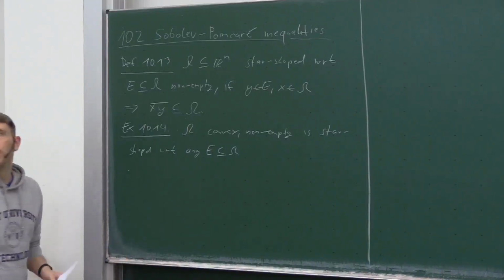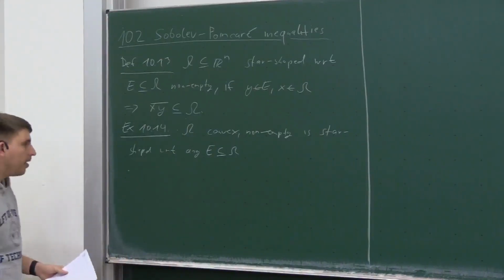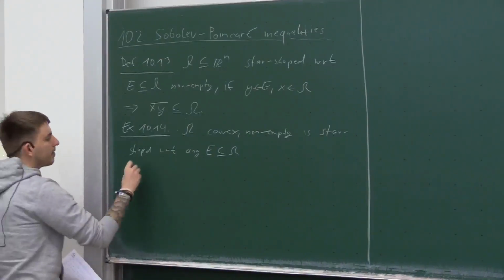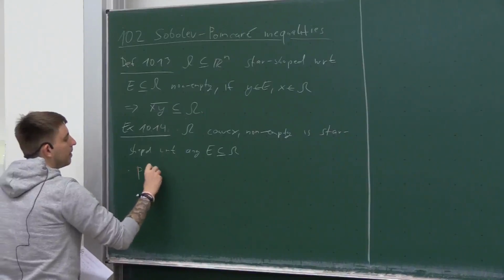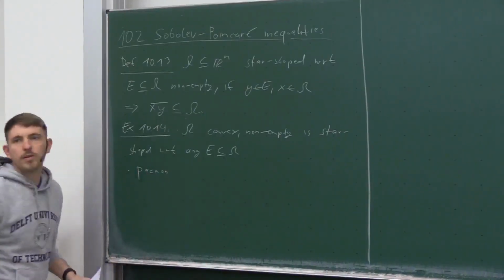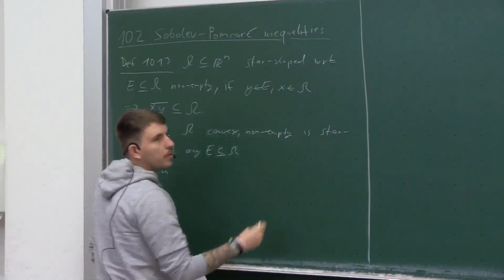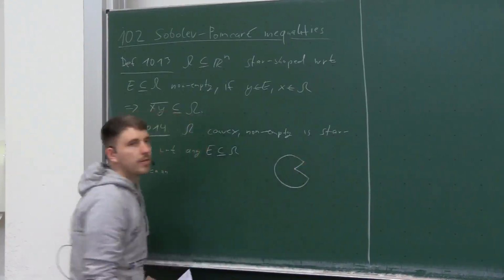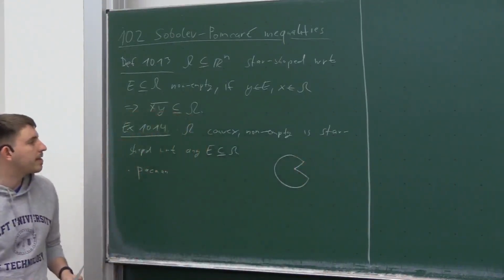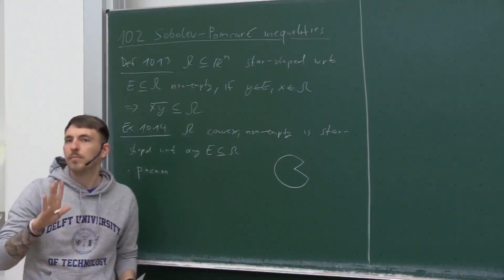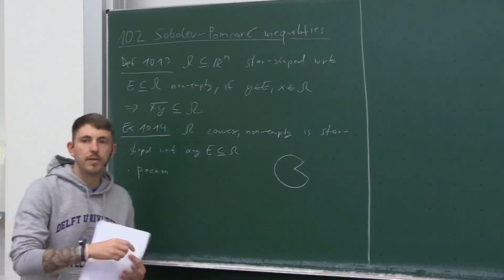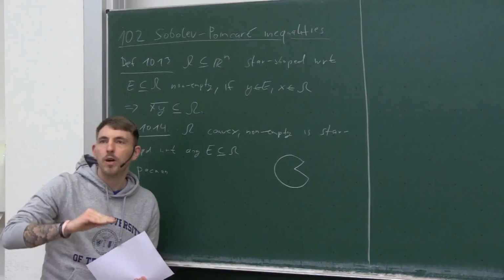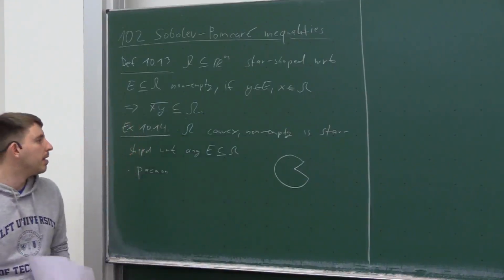Second example, which is maybe a bit more interesting. A specific example is a Pac-Man. So what is a Pac-Man? Let's maybe draw a little sketch. So this is a Pac-Man, or I should rather say it's a hungry Pac-Man. So its mouth is really open. If the mouth is closed, then it would not work. But with open mouth, it's okay.